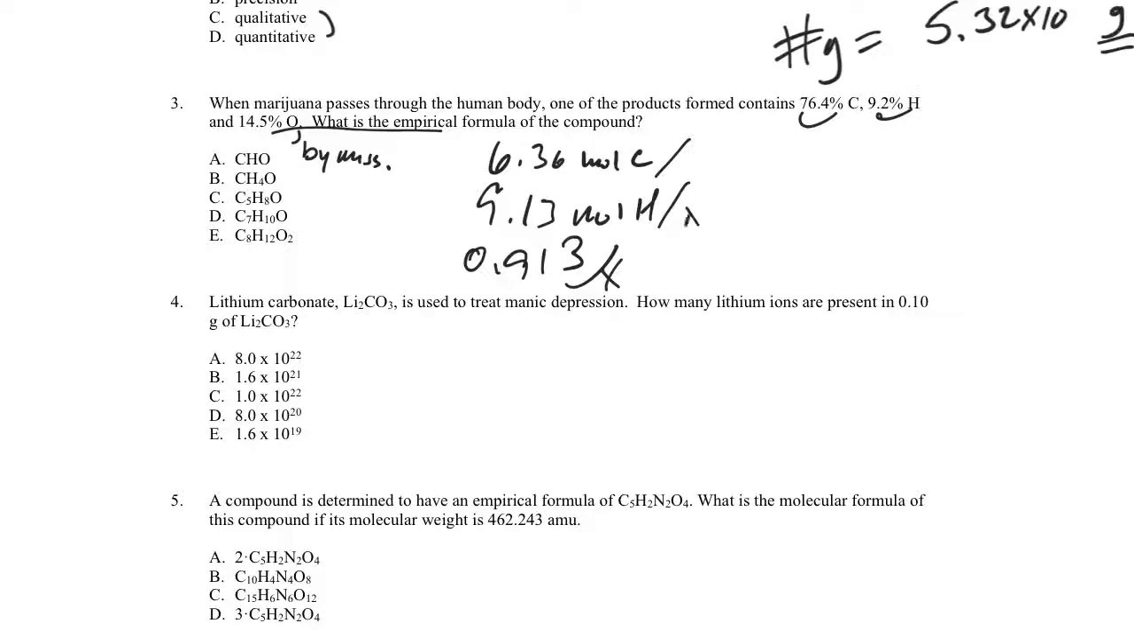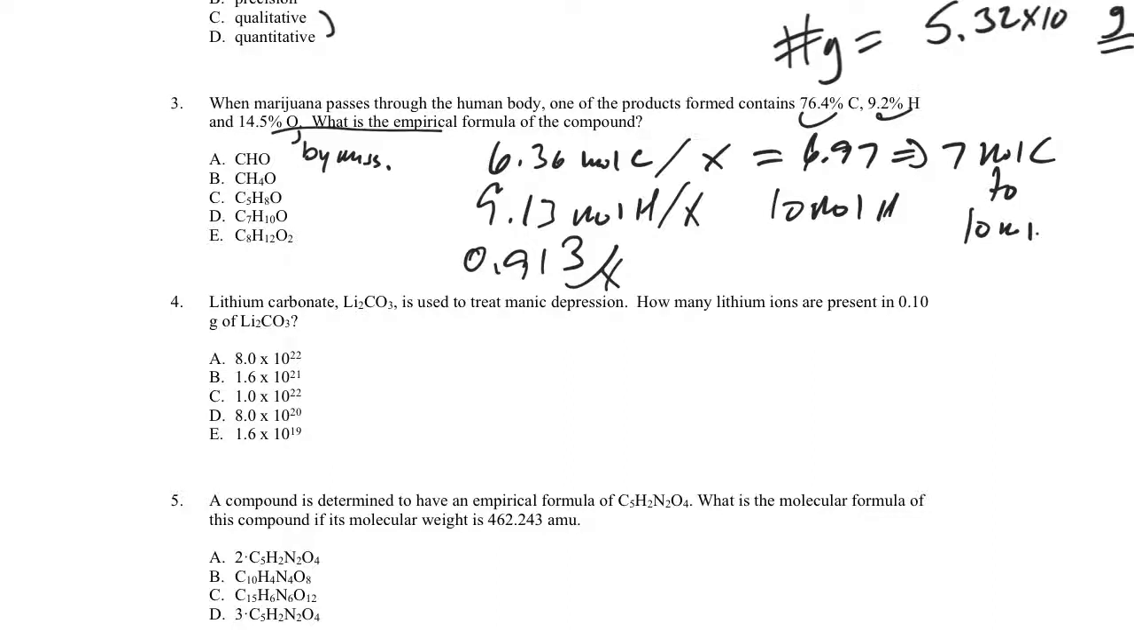So if I divide all these by the smallest and keep my ratio intact, then that will give me, let's see here, 6.36 divided by 0.913 gives me 6.97, which rounds to 7 moles of carbon as a ratio to, this would be 10 moles of H to 1 mole of O. So empirical formula here should be C7H10O. So the answer should be D.